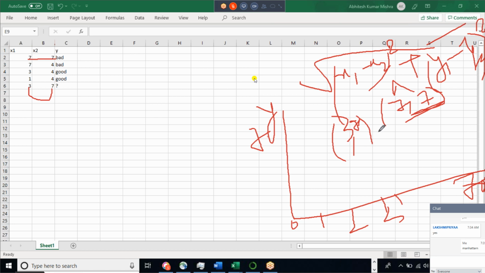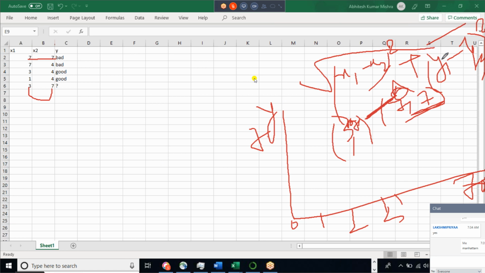I want to know the distance between these 2 points. What is the distance between these 2 points? So how can we calculate the distance between these 2 points? Let me calculate this distance between the 2 points.